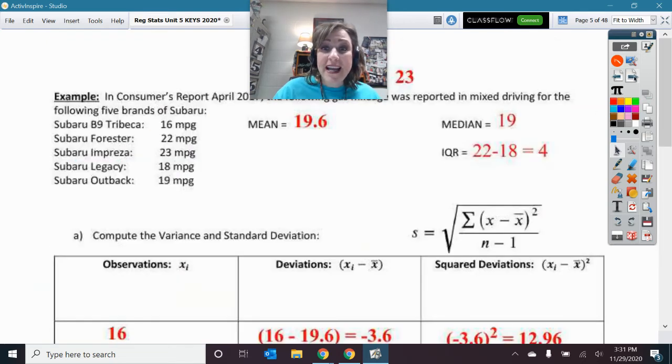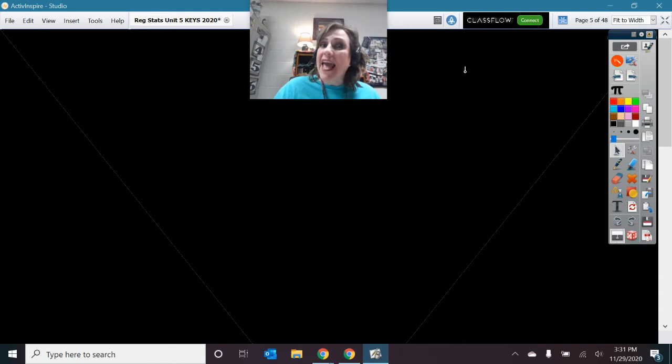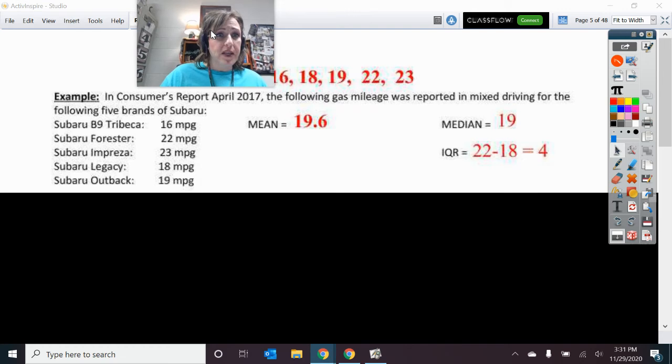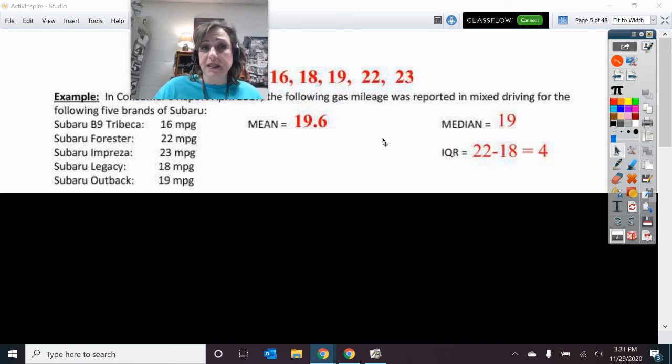All right. So now let's move on to the next page and actually do a couple of these computations by hand. So here we go. This is from Consumer Reports, some gas mileages for these five Subaru cars. I first put them in order, added them up and divided by 5. So here you have that mean of 19.6. And if you look at the median, that 19 would be the median. Q1 and Q3.